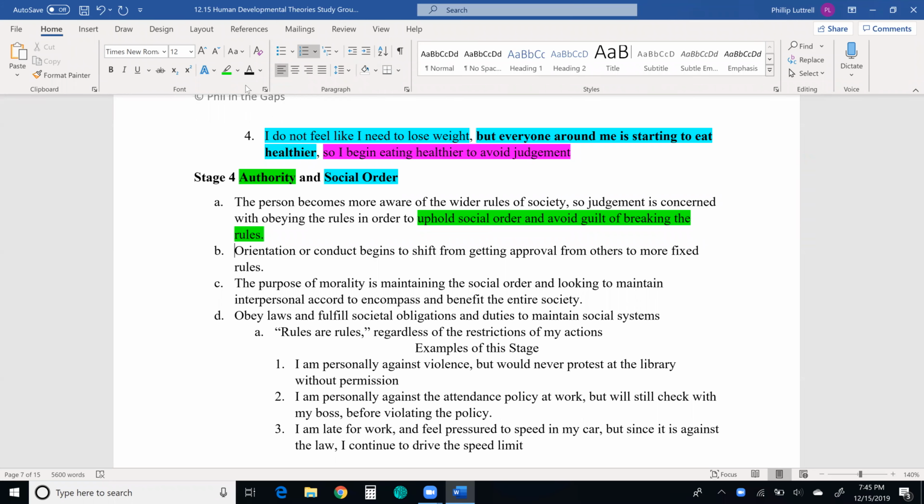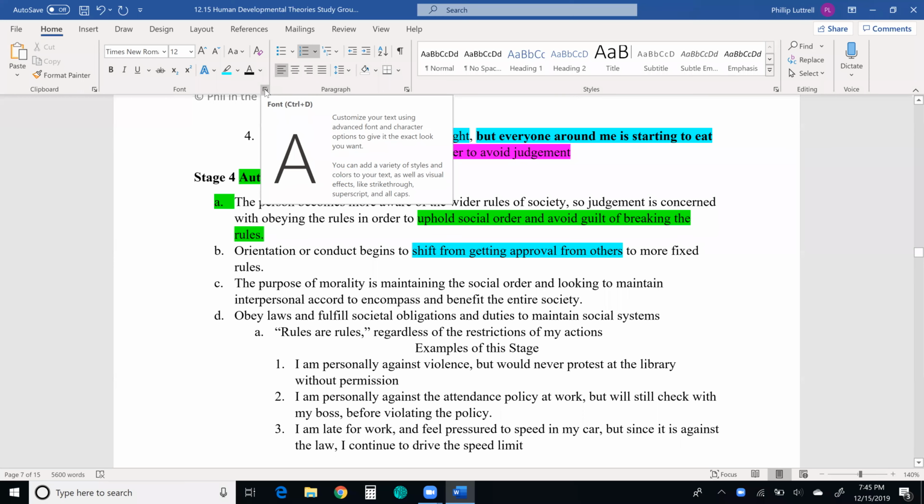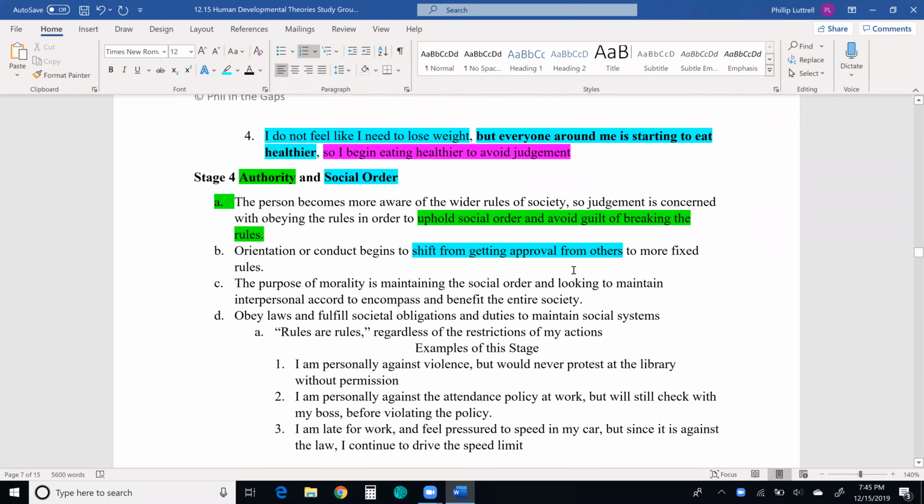Orientation of conduct begins to shift from getting approval from others to more fixed rules. So we go from getting approval from others, which was the previous stage, where we want to have positive interpersonal relationships, or we conform to whatever we're told, to more fixed rules, which is the law, because we want society to be harmonious and we follow the law and rules based on that.